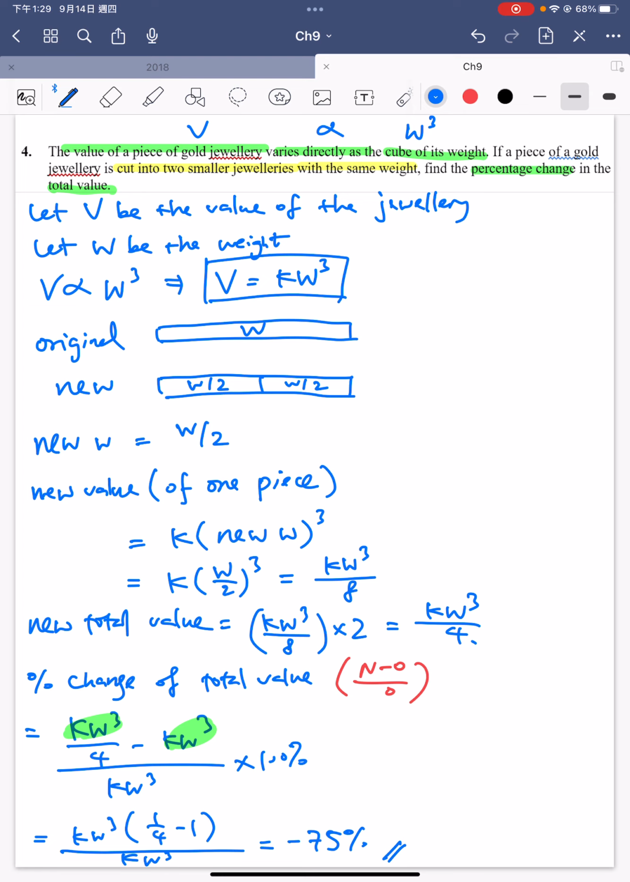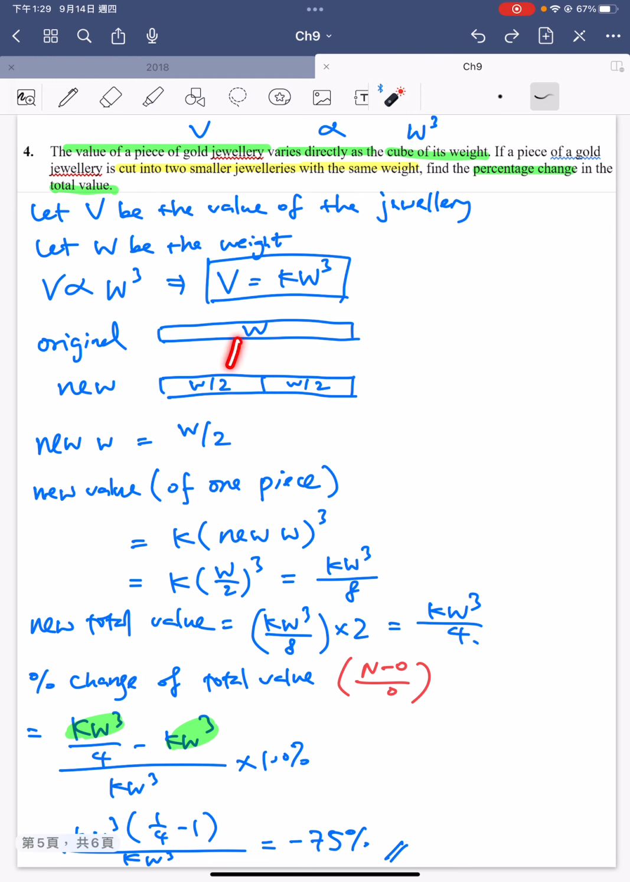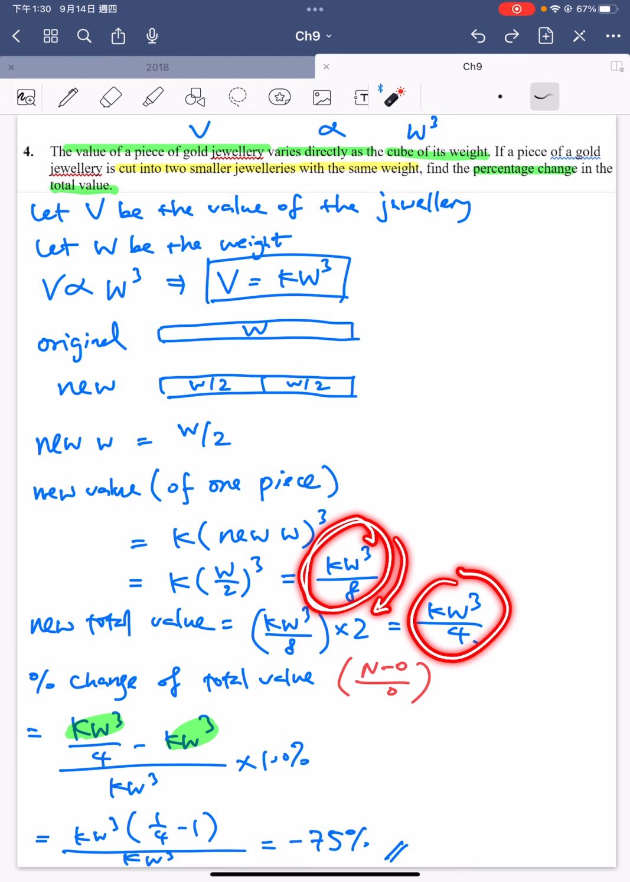So this question is a little bit tricky because most of you only calculated for one piece, but actually they're asking for the total value, so you need to use your one piece value and then times 2 to get the total value.